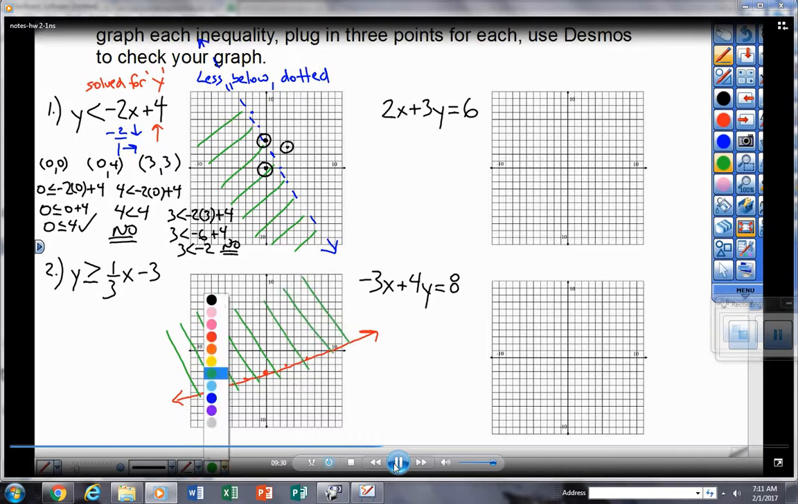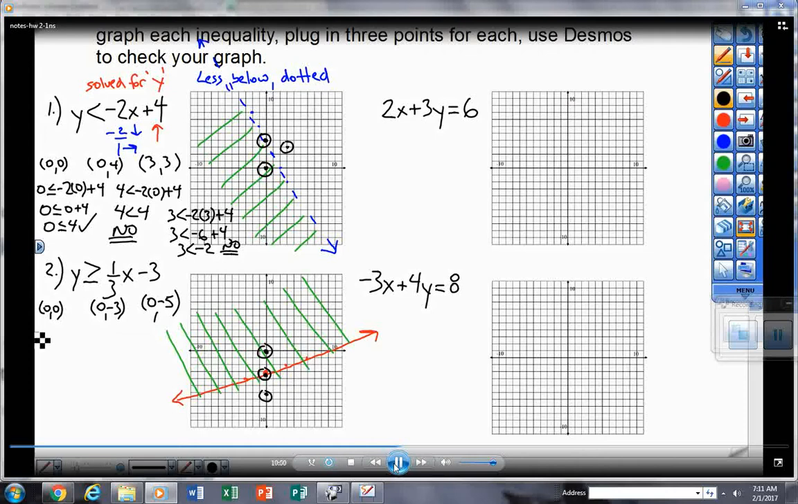I'm going to pick a point in the shaded zone, a point on the line, and a point in the non-shaded zone. Trying to pick nice, easy points. So 0, 0 is in the shaded zone. That one should work. The point on the line for this one will work as well because this is more than or equal to. And then the point below will definitely give me a false statement. That 0, negative 5 will not work.